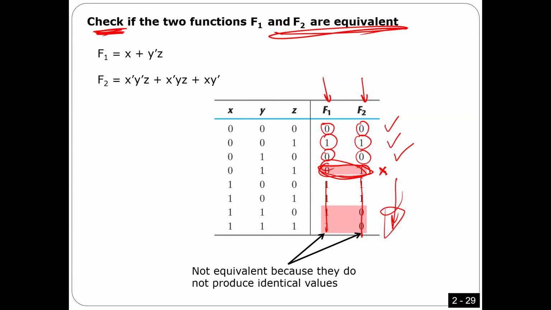But if I tell you calculate f1, calculate f2, it will be different. You know what I'm saying? But if you want to check if it's equal or not, it is enough to find only one case. One case is enough, to conclude the two functions are not equal.